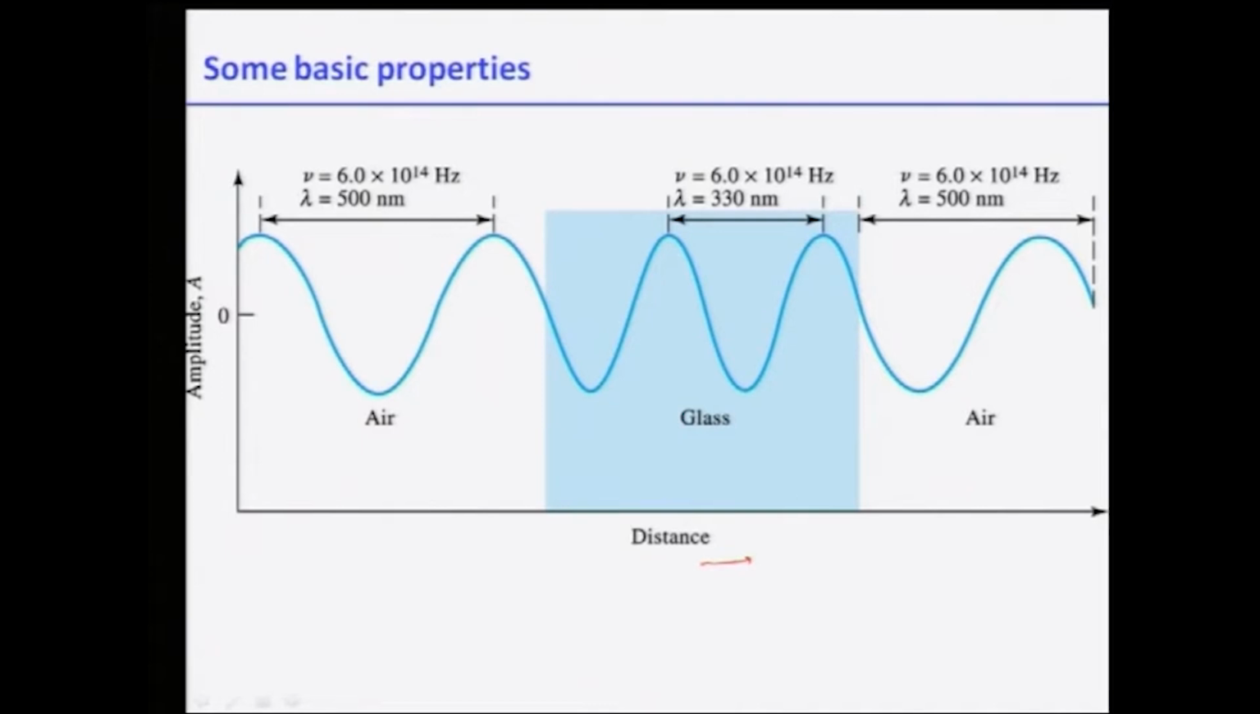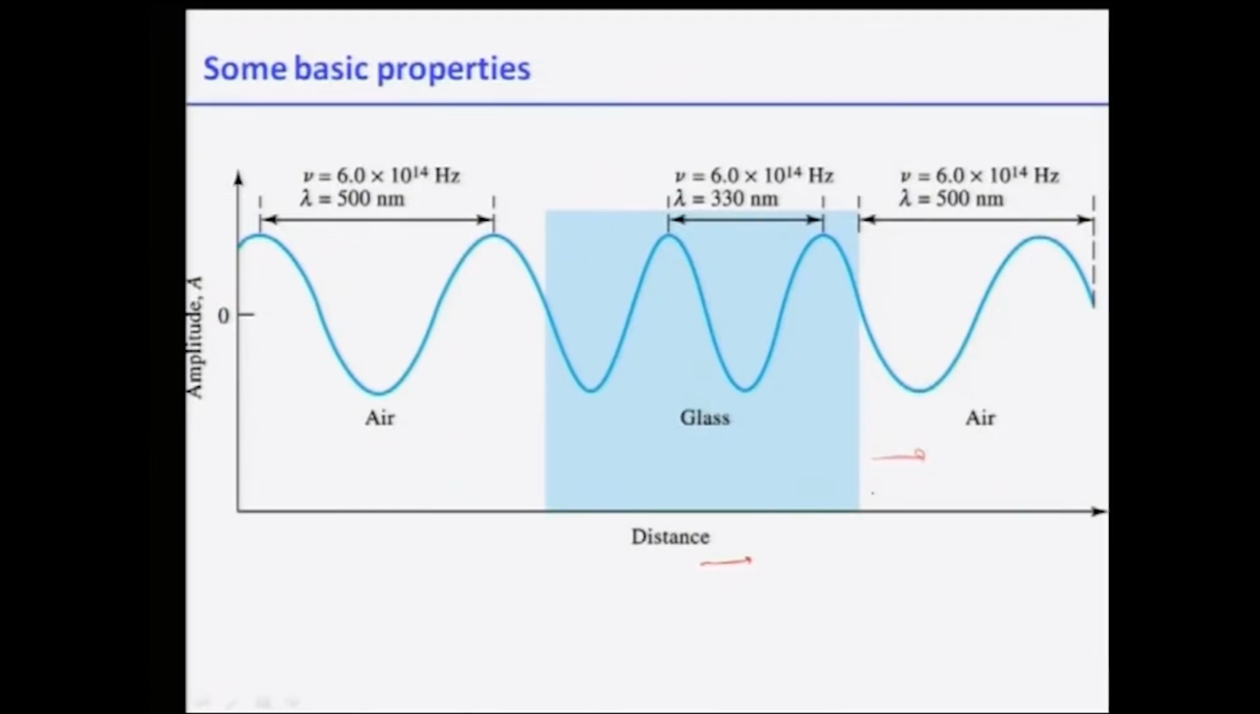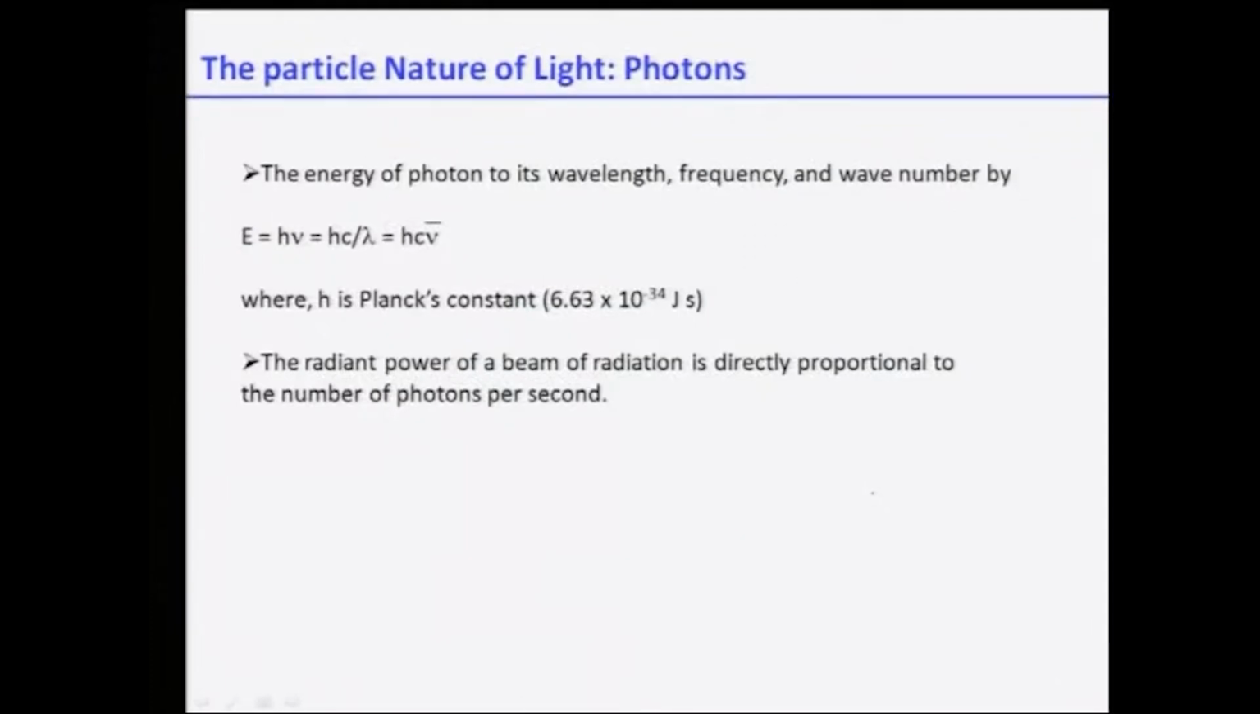As you can see here, the wavelength and amplitude in air is, suppose, lambda equal to 500 nanometers, and when the same radiation enters the glass, the wavelength decreases. From 500 it becomes 330, while the frequency remains the same. So some interaction with the material has changed the wavelength, and when it again comes out of the glass, it retains the same wavelength. So these are some of the basic features which we can see in all kinds of material.